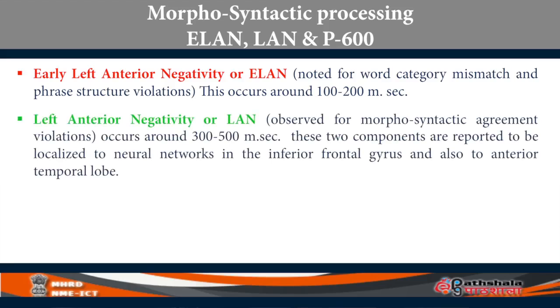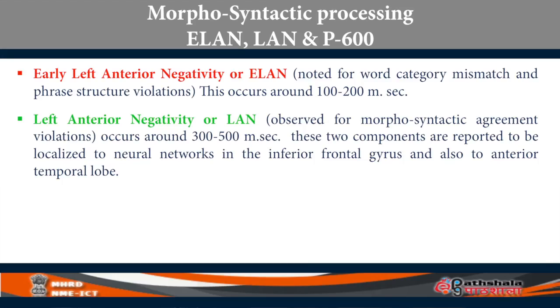The next ERP with morphosyntactic processing is called LAN, that is left anterior negativity, which is not as early as ELAN, therefore it is called LAN. It occurs around 300 to 500 milliseconds. This is also localized to neural networks in the inferior frontal gyrus. When we say anterior, it means frontal gyrus, and LAN is also associated with temporal gyrus.